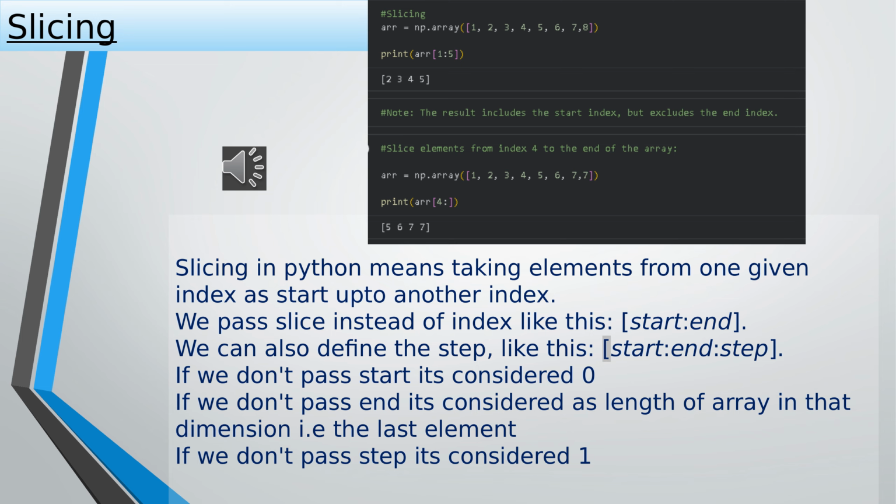Now let's understand the complete slicing syntax: start:end:step. The start tells Python where to begin. The end tells Python where to stop, but remember, it stops just before that index. The step determines how many positions Python should move after selecting each element. For example, if the step is 2, Python selects every second element.